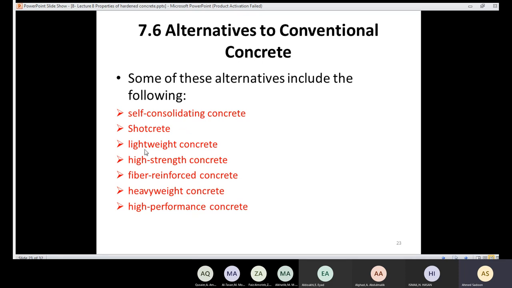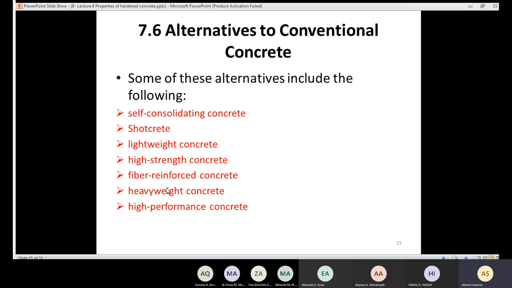Also, we have the lightweight concrete. This type of concrete has a low density value, and also we have high strength concrete. The strength of the concrete is going to be high, and we have fiber reinforced concrete. In this one, we add fiber to the concrete so that the flexural strength is going to be increased.